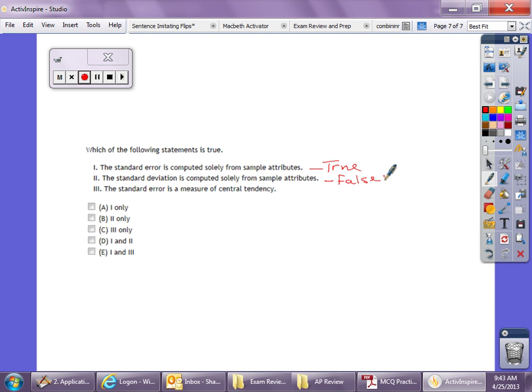And the standard error is a measure of central tendency. That is false. All of your standard errors, your ranges, your standard deviations, those are all measures of spread. They measure how far away the typical data point is from the center. So that is not a measure of central tendency. It's a measure of spread. So only statement 1 was true, which is letter A. That concludes the answers for homework number 1.